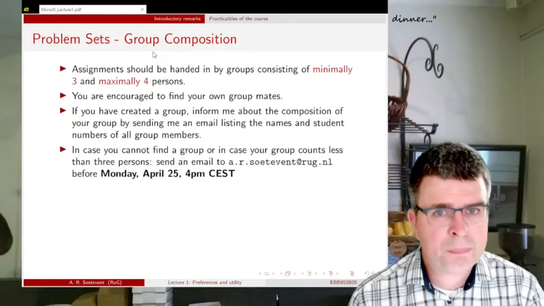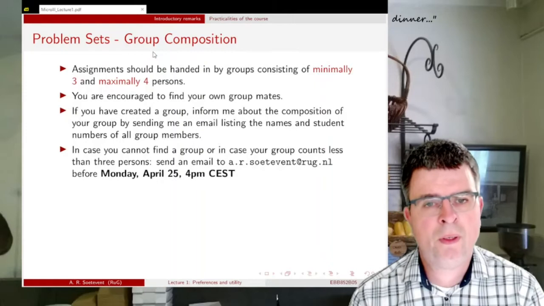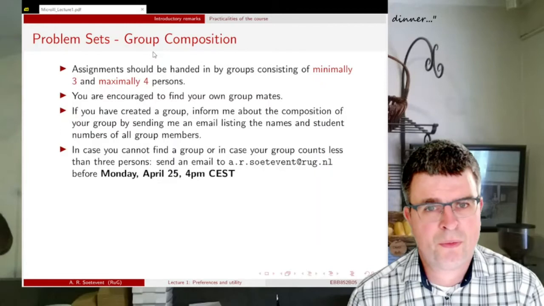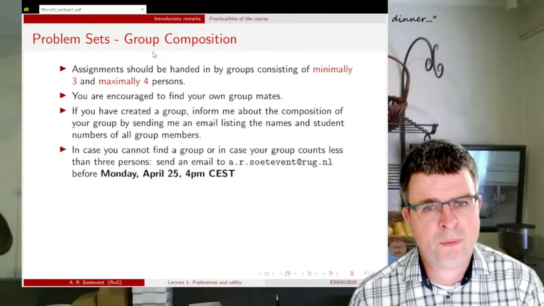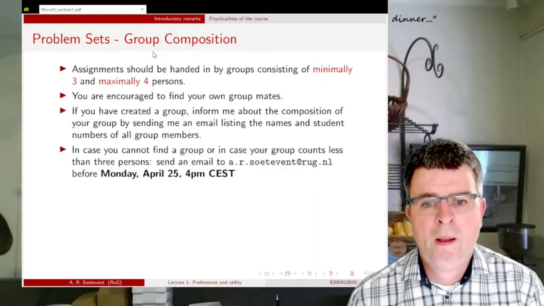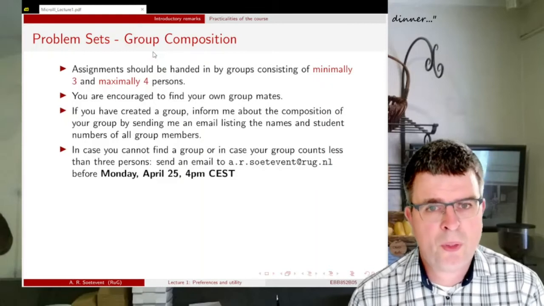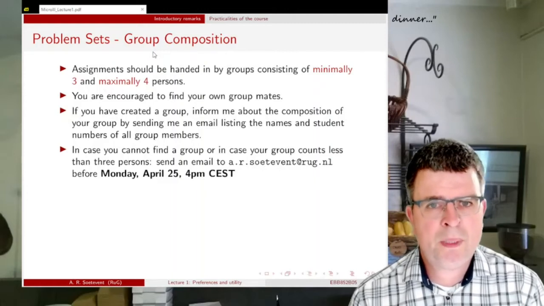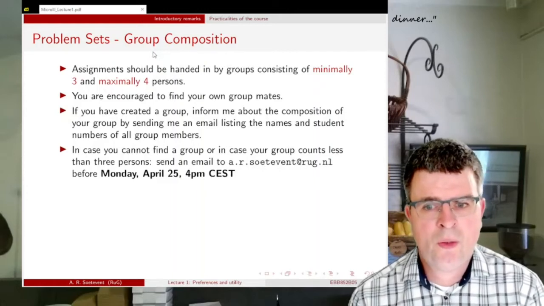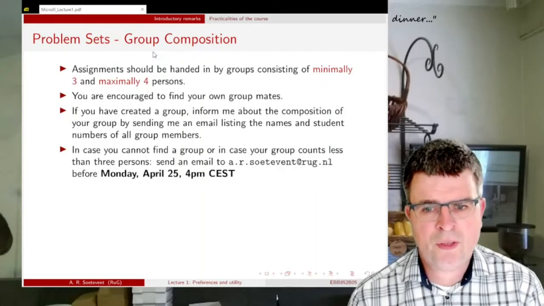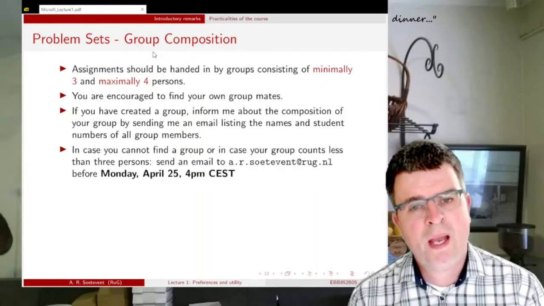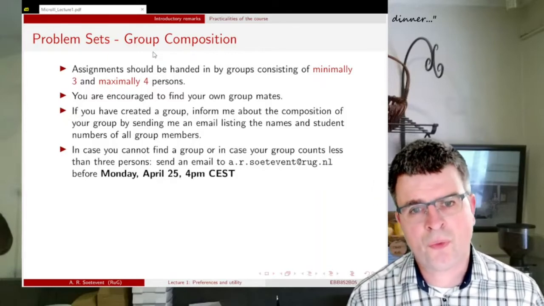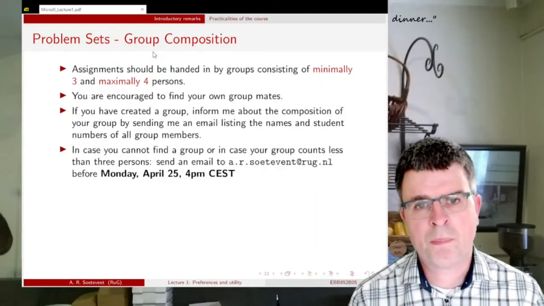Of course, it's also possible that you cannot find a group, or you team up with one of your fellow students, but your group consists of only 2 people and you need 1 or 2 people more. In case you cannot find a group or your group is not complete, then please also send me an email informing me about that. Do this ultimately on Monday, April 25 before 4 o'clock in the afternoon. And then I will search for group members for you and make your group complete.